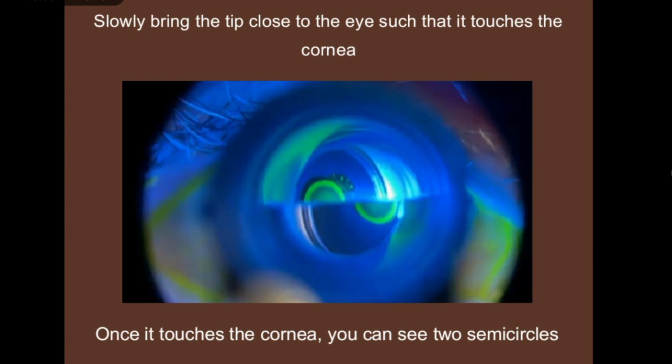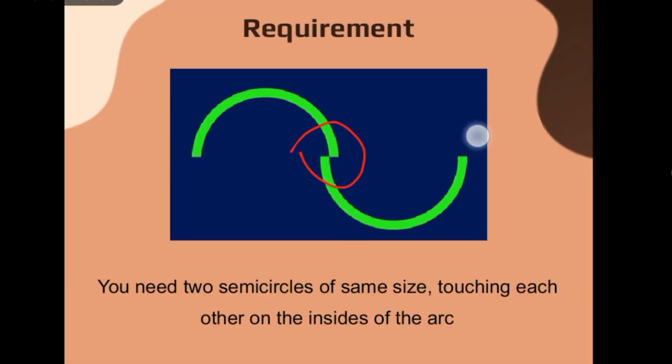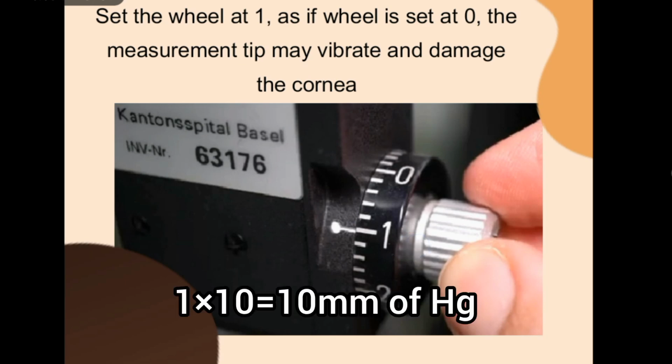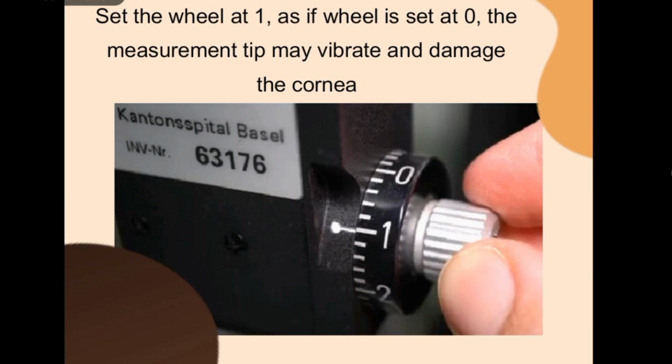If the semicircles are moving away, go back to the previous reading until you are getting this reading. Once you have got this image, you have to go back to the wheel and note the reading. Suppose it is 1, it means you need to multiply this 1 with 10. 1 into 10 equals 10. This means that the patient's intraocular pressure is 10 millimeter of mercury. So this is how you are going to calculate the intraocular pressure in the patient's eye.